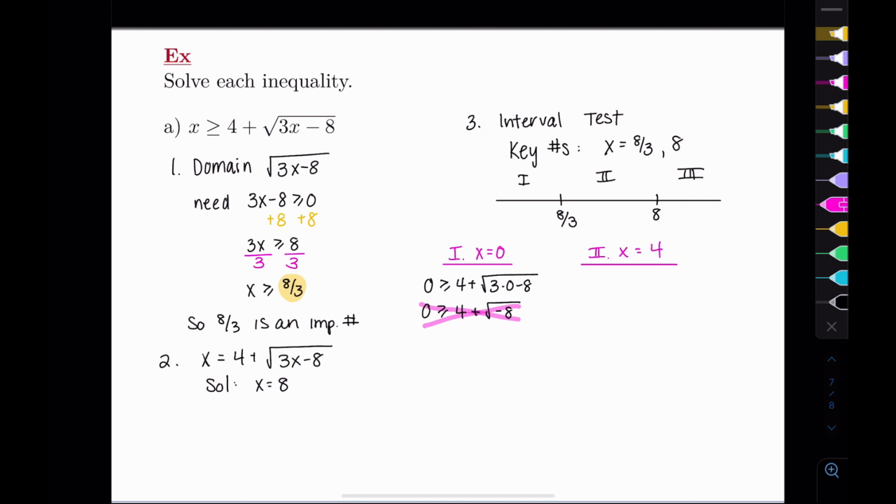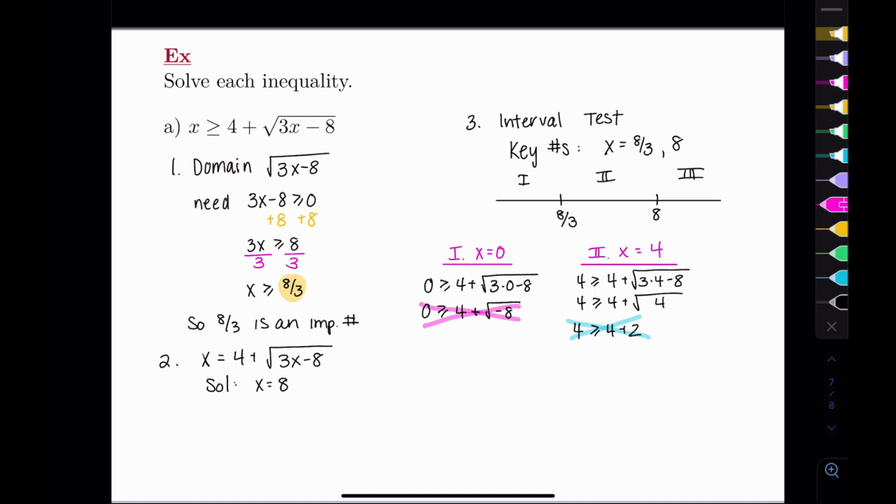Unfortunately here, you're probably going to need a calculator unless you get lucky and pick the right number. And I think this time I actually did. But this would give us 4 is greater than or equal to 4 plus the square root of 3 times 4 minus 8. So we get 4 is greater than or equal to 4 plus the square root of 12 minus 8. So I did get super lucky, and I picked a number that was a perfect square. So this is 4 is greater than or equal to 4 plus 2. And so we find out this interval also does not work.